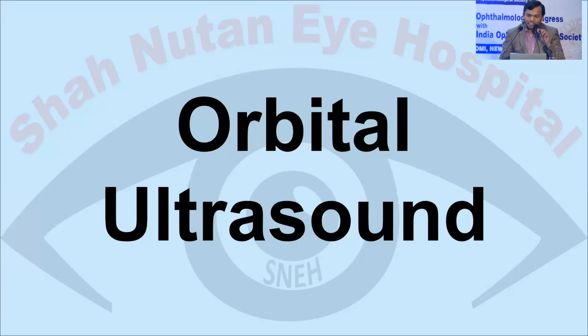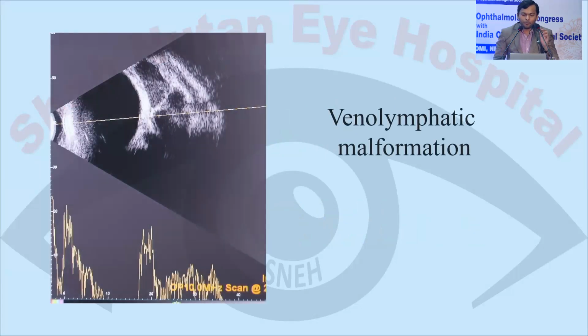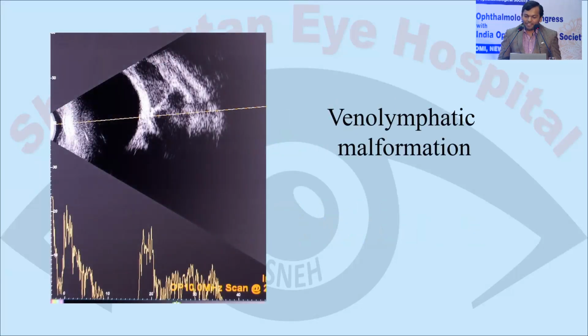Now we have just brushing across orbital ultrasound. So as ma'am had already shown a similar case, orbital ultrasound is very good for venolymphatic malformations.